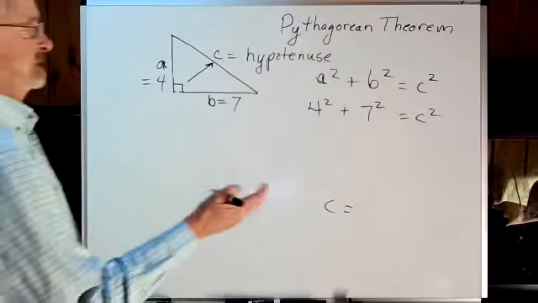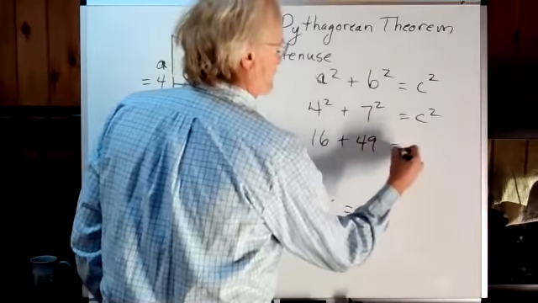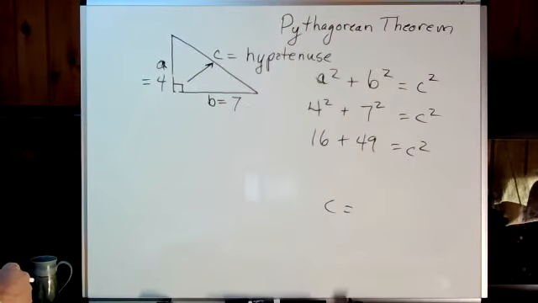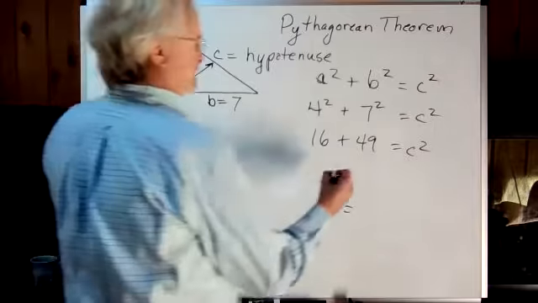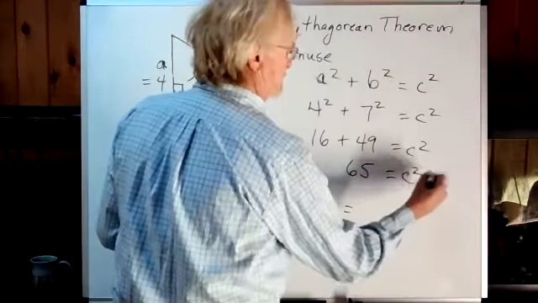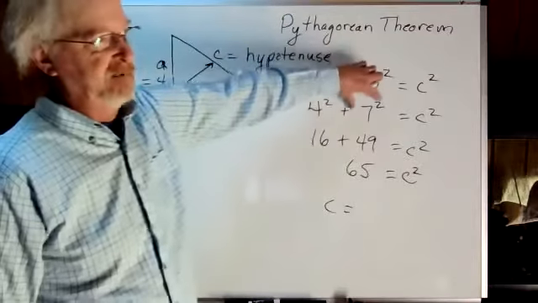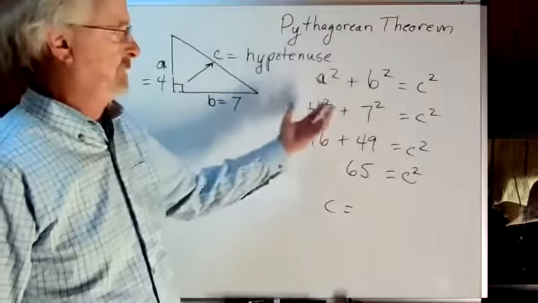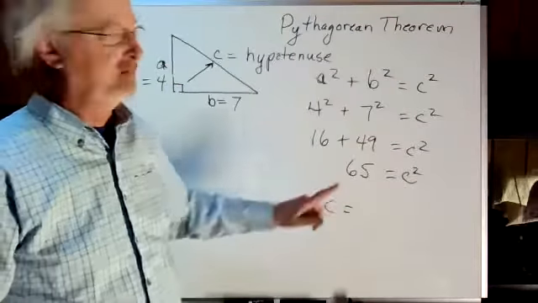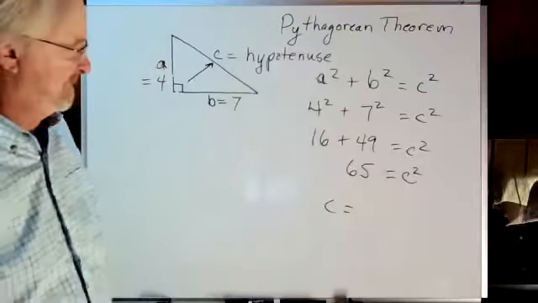Okay, so let's see. Let's put that in my calculator, 16 plus 49. And what is that? 65. Notice that you square each one individually, right? You don't do 4 plus 7 is 11 squared. That's 121. Much different number. Right? Square each one separately, then add them together.